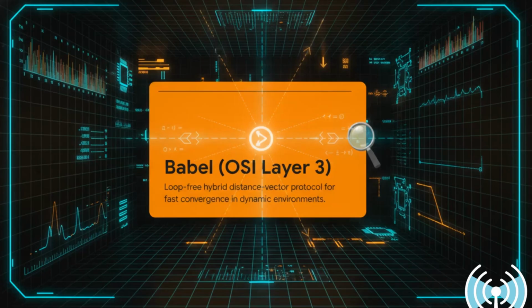So what happens when you actually need high-speed movement? Enter Babel. Operating at Layer 3, Babel fuses traditional distance vector routing with strict mathematical feasibility conditions. This hybrid approach guarantees loop-free operations. Basically, it mathematically ensures your data won't endlessly run in circles, even when the network topology is completely chaotic and rapidly shifting.